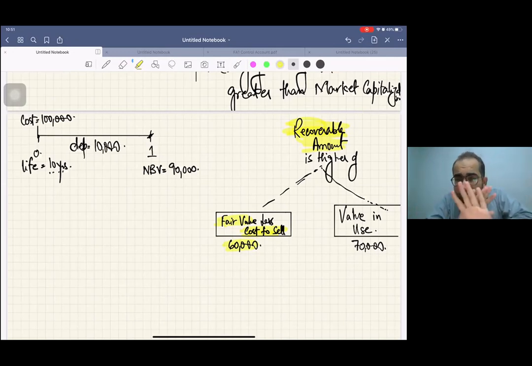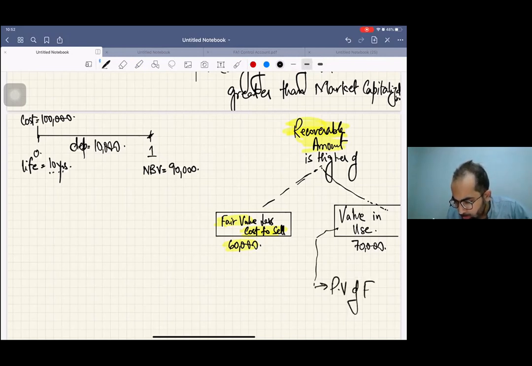Now, what is the second benefit? The second benefit is no need to sell it. Don't sell it. Keep using this asset till the end of its useful life, so you will earn something from this asset in future. Plus in the end, when this asset is old, you will scrap it and get some cash flows from the scrap value as well. So whatever future cash flows you will be getting, you need to compute the present value of it. So value in use is the present value of future cash flows, including disposal cash flows. Let us say the present value came out to be 70,000.